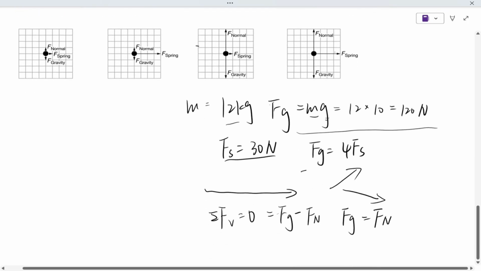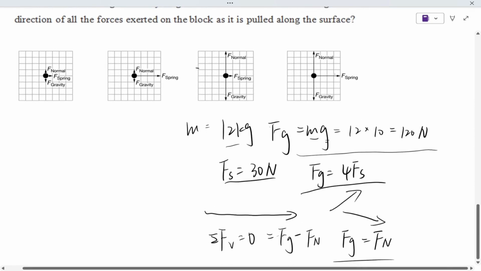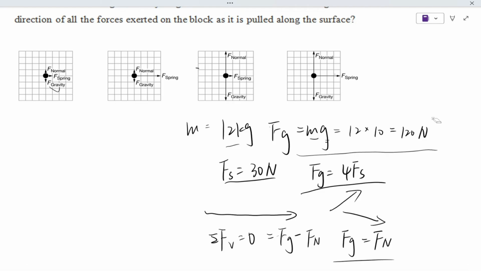So now, from these results, let's see which one is the correct answer. First one: Fn equals Fg, that's right, but Fs is actually equal to Fn and Fg in terms of magnitude, so this one is not correct. For the second one, look at the spring arrow, how long it is. It is 4 times bigger than the normal force and the gravitational force. However, the gravitational force is 4 times bigger than Fs. It is completely opposite, so this one is not correct.